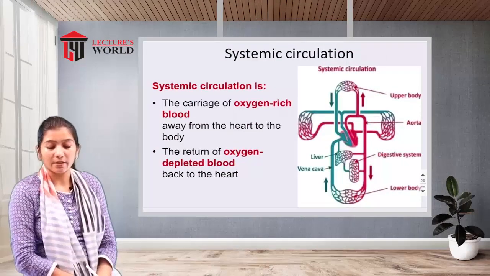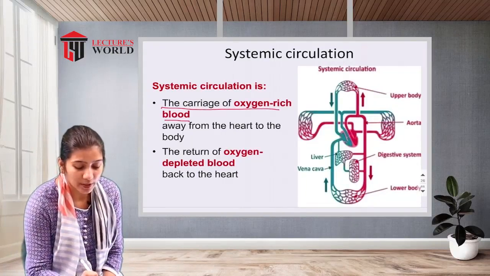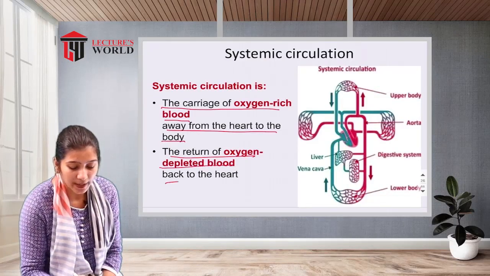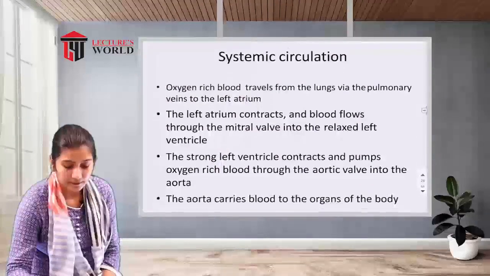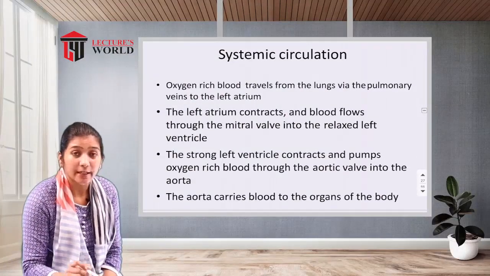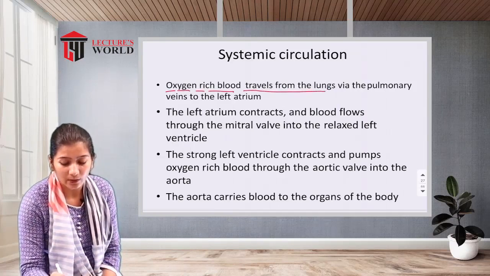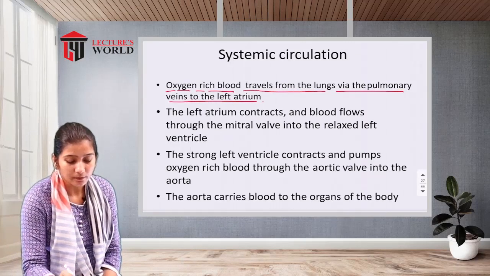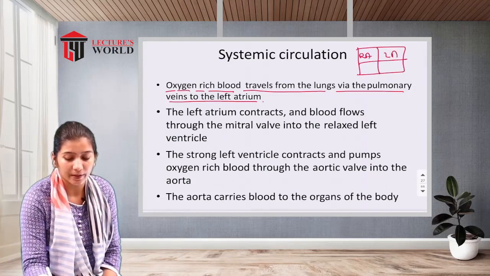Now what is the systemic circulation? The carriage of oxygen rich blood away from the heart to the body, and the return of oxygen depleted blood back to the heart, that is the systemic circulation. In detail, oxygen rich blood travels from the lungs via the pulmonary vein to the left atrium. So suppose these are the four chambers: right atrium, left atrium, right ventricle, left ventricle.